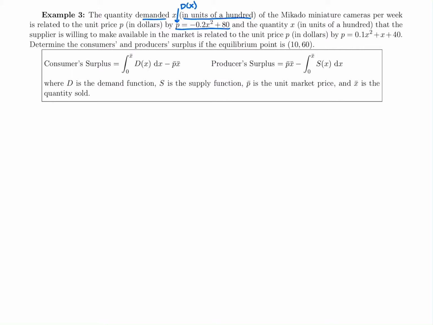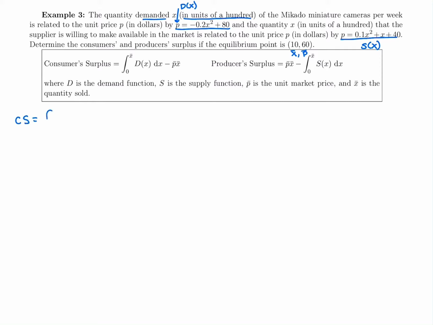And that is related to the quantity the supplier is willing to make available in the market. So here is our supply equation. And we're given our equilibrium point where that supply and demand intersect. Our X bar comma P bar is 10, 60. And we're going to find both the consumer and producer surplus.